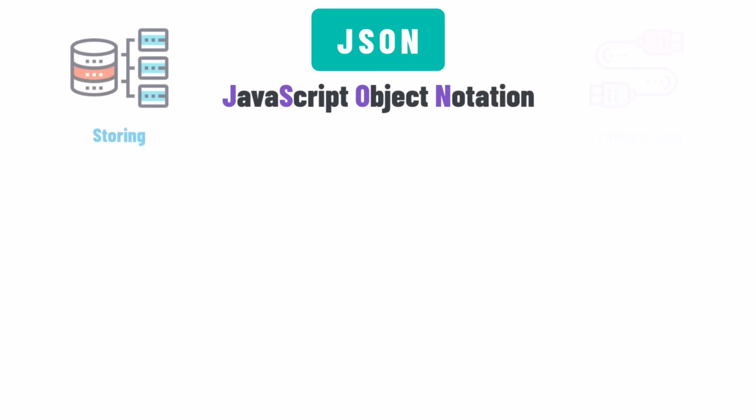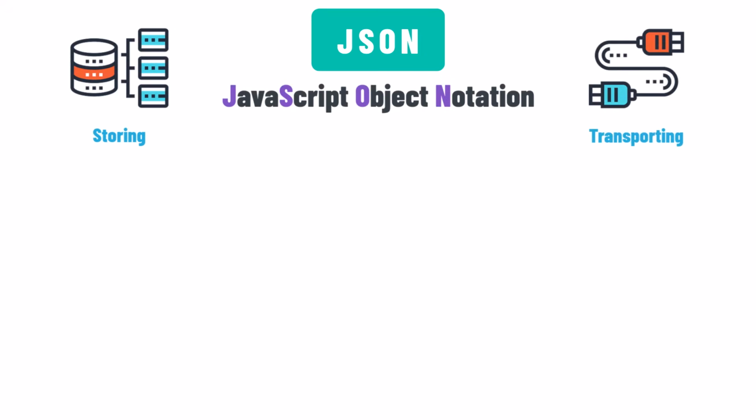JSON stands for JavaScript Object Notation. It's a lightweight format for storing and transporting data. It's easy for humans to read and write, and easy for machines to parse and generate. Think of it like a book. Each page in the book contains specific information. JSON does the same, but digitally.